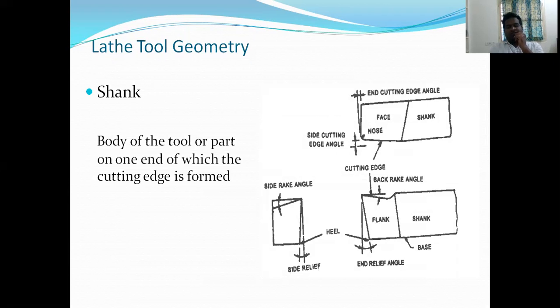In the figure itself, we are observing where the shank is situated. In the entire tool, more than half of the body is the shank part. So this is the body of the tool or part, on one end of which the cutting edge is formed.